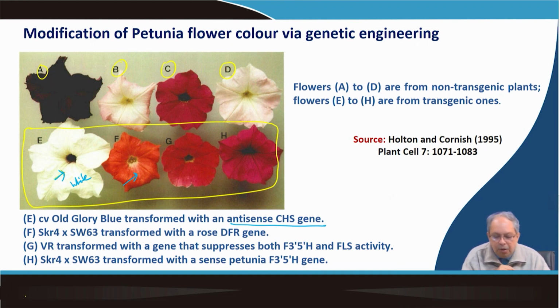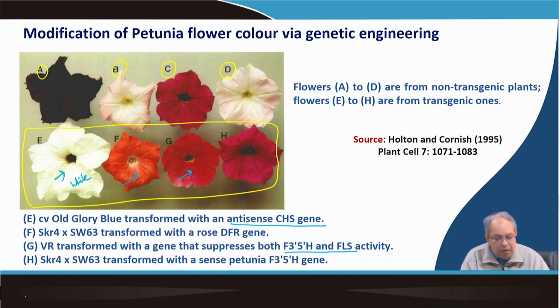Okay. And the third one is basically they have transferred a gene which suppresses both F3 prime 5 prime H and flavonol synthase activity. So, as a result of that, dihydrokaempferol will mostly accumulate, and that dihydrokaempferol may lead to the formation of pelargonidin, and as a result of that you will get this orange red color.